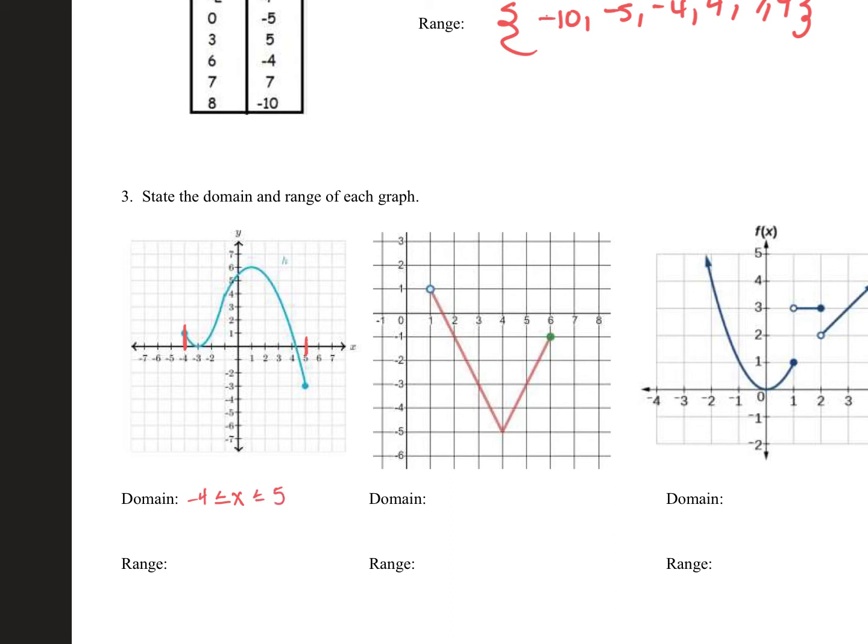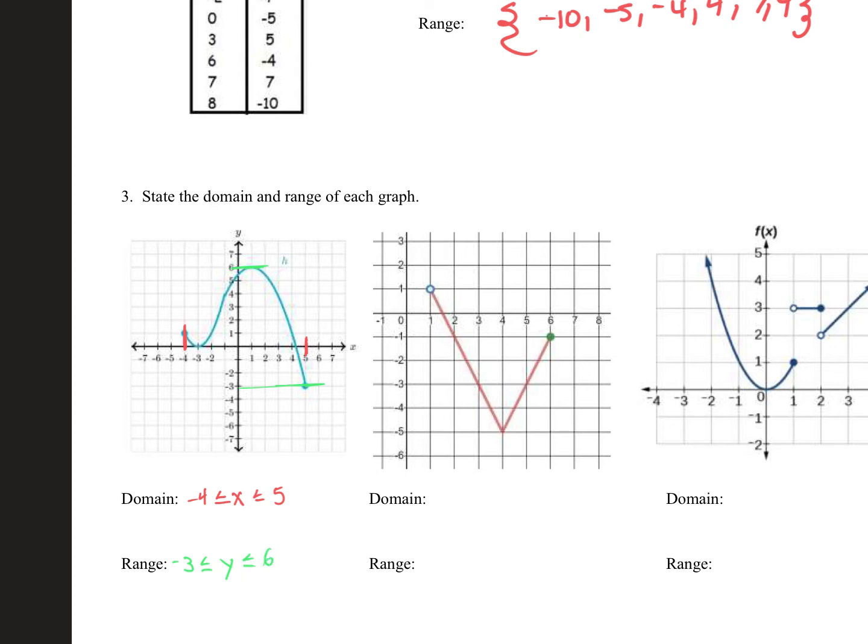For my range, we're going to go from the bottom to the top. So first y value as I work my way up is right here at y equals -3, and it goes all the way to the top at y equals 6. So we're going to say y is greater than or equal to -3 and less than or equal to 6.